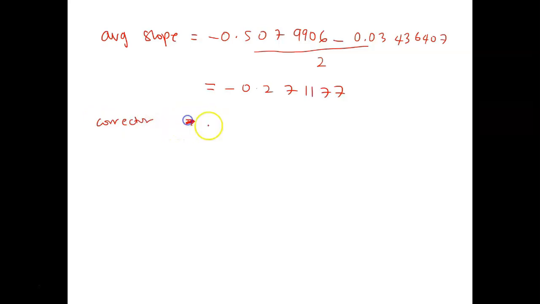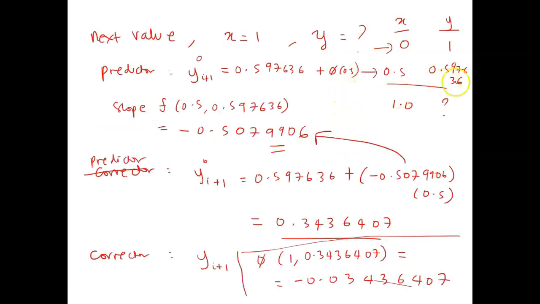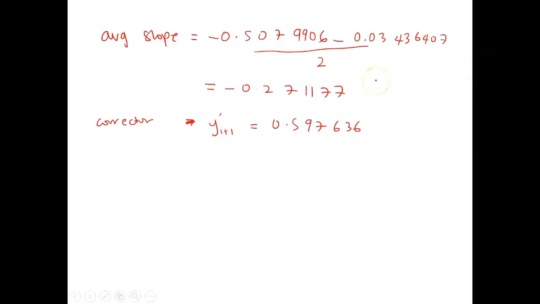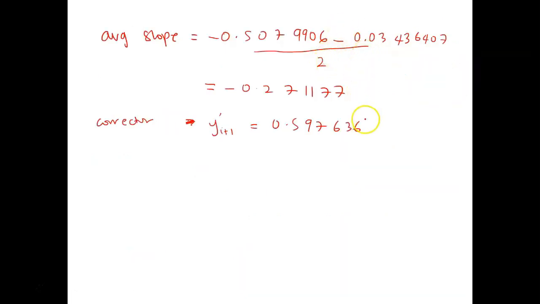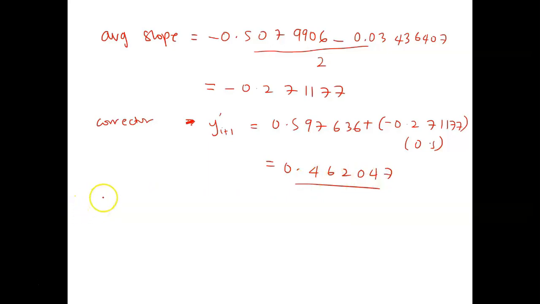So here is yi plus 1. 0.597636. Those who are still wondering where this comes from, this comes from here, the value of Y here. So this plus negative 0.271177 times 0.5. So this is 0.462047. And it's time for you to calculate the EA.